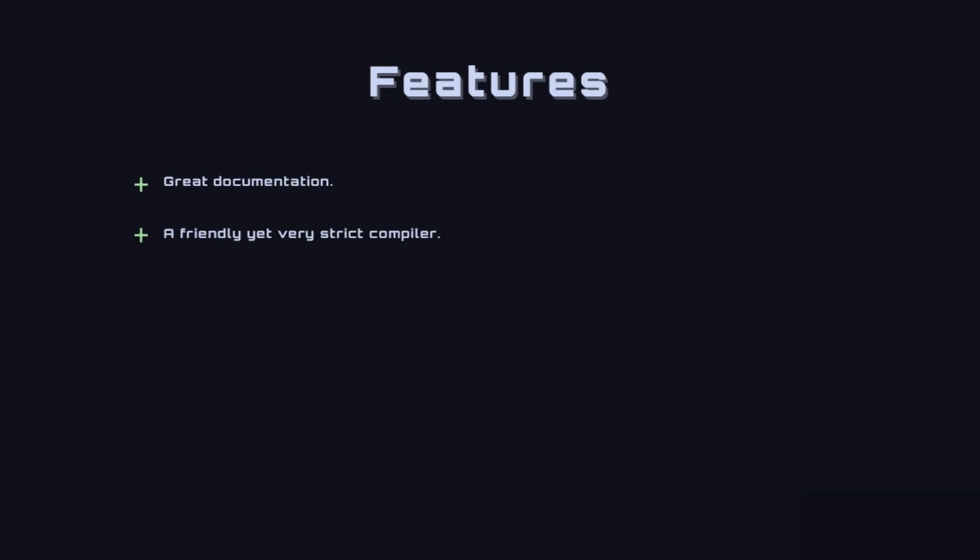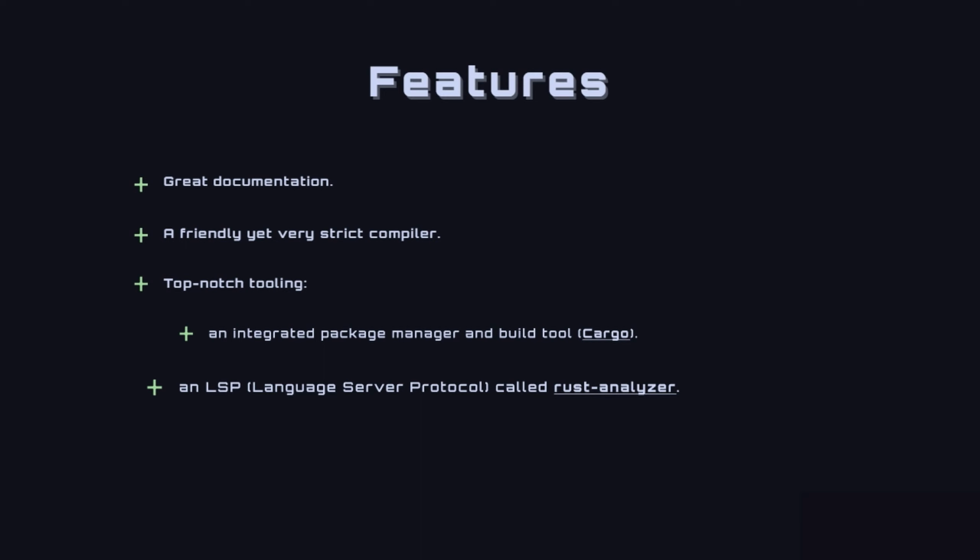It has a very friendly yet strict compiler and top-notch tooling, featuring an integrated package manager and build tool known as Cargo. Additionally, it employs an LSP or Language Server Protocol called Rust Analyzer, which provides functionalities such as auto-completion, code formatting, and type inspections. Rust also has an extensive developer community, often referred to as Rustaceans.